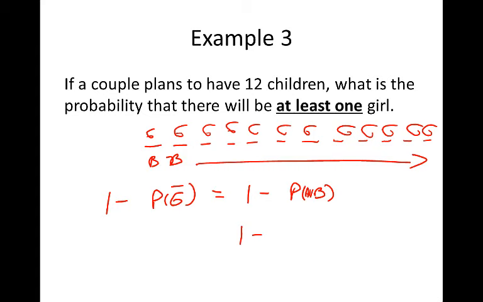So what's the probability that the first one's a boy? And I can do my blanks again. We can start it off up here. It's 1/2. How about the next one's a boy? 1/2. How about the next one's a boy? 1/2. We're assuming independence here. All the way out 12 times. So this is really 1/2 to the 12th power. It's 1/2 times 1/2 times 1/2, 12 times.